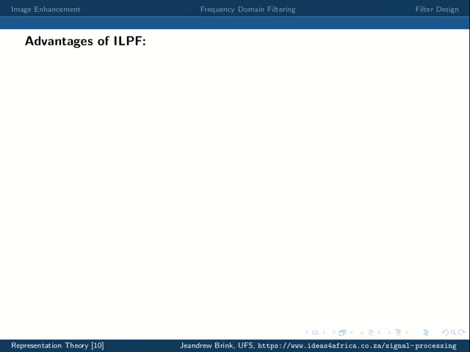So, what are the advantages of this ideal low-pass filter? The one is, well, it's easy. It's simple to implement. You keep everything inside a certain radius. You throw the rest away. Two is it's intuitively easy. You know exactly what you're doing in Fourier space, but do you really know what you're doing in physical space?